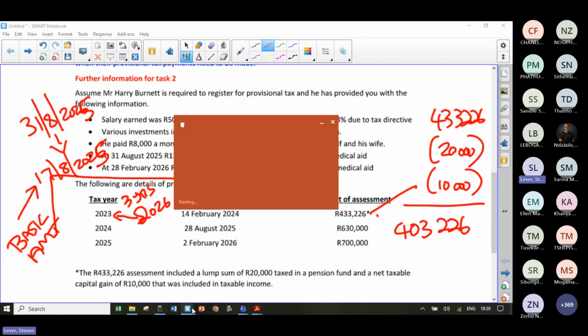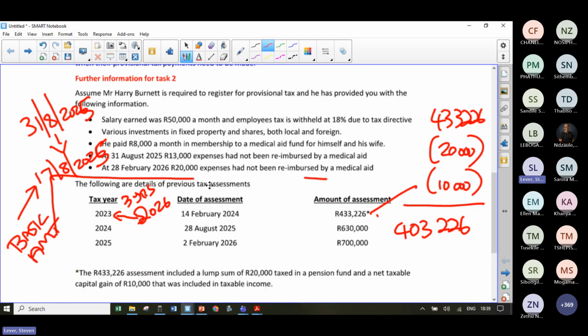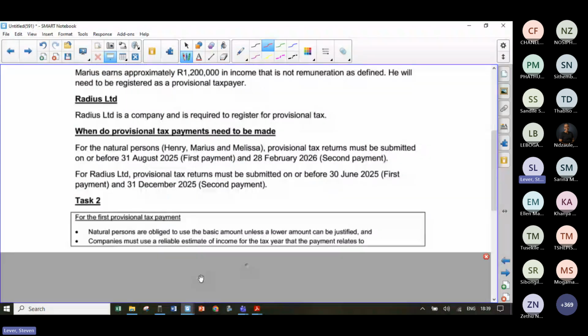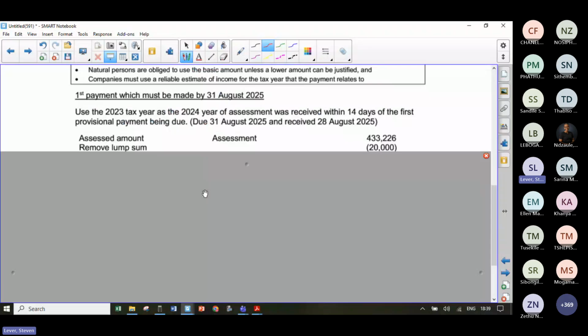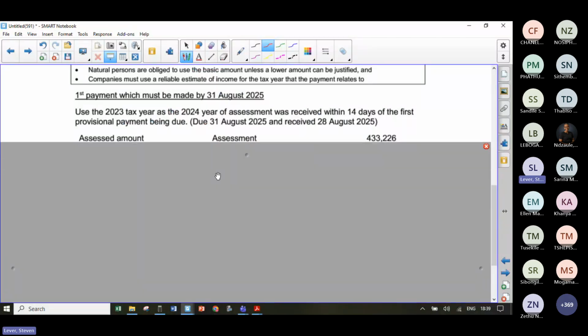So looking at the solution, guys, sorry, clicked on the wrong thing. Guys, so looking at the solution here for task 2, I'm going to say I've got to use the 2023 tax years. The 2024 was received within 14 days. Due 31 August, received 28. So it's less than 14 days. So there's my basic amount.